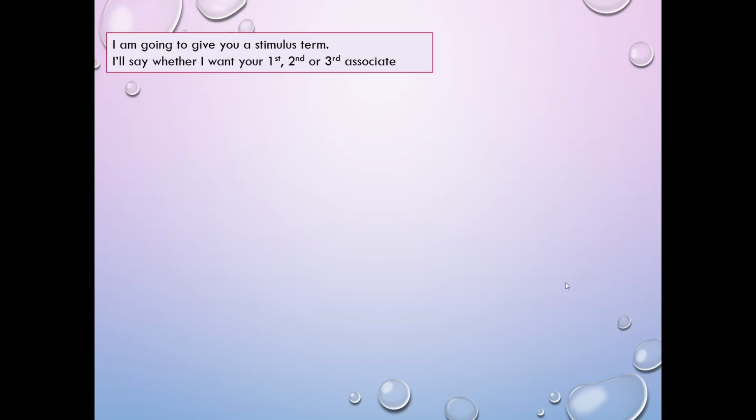All right, so we were just talking about the need for appropriate stimuli or cues to help us retrieve information. So I wanted to demonstrate that with you. I'm going to say a word, a stimulus term, and then I'll say whether I want your first, second, or third associate. Your job is to generate associates that go with that stimulus term and then write down the one that I've asked for on your piece of paper.